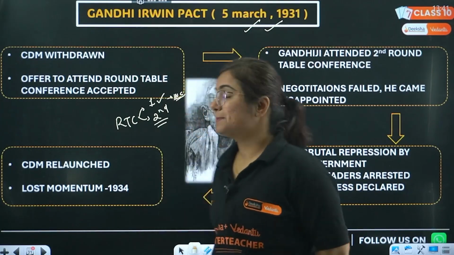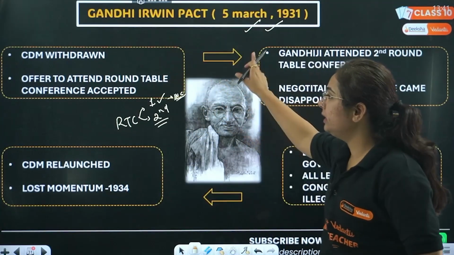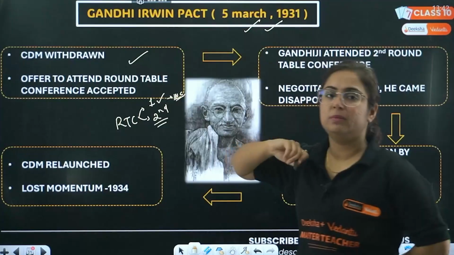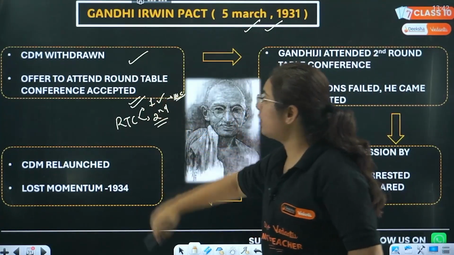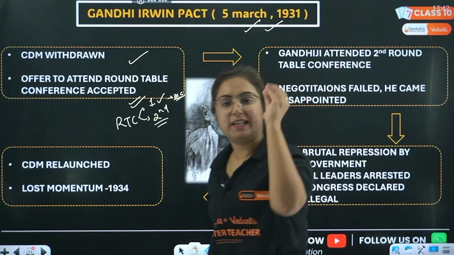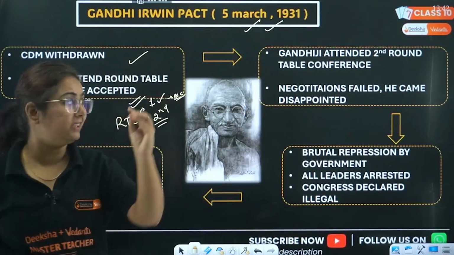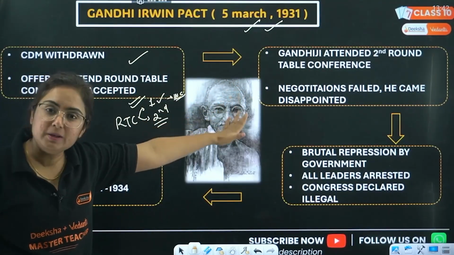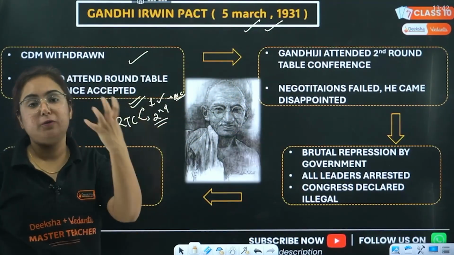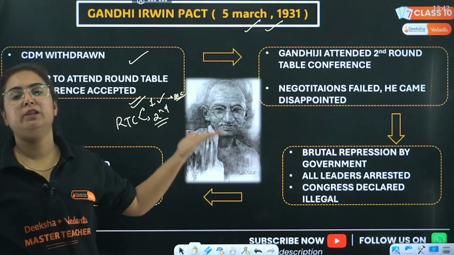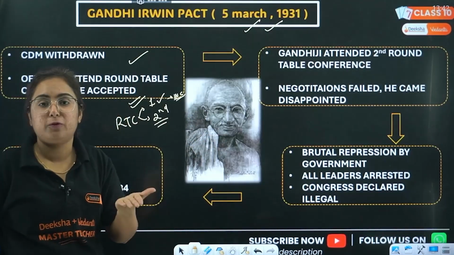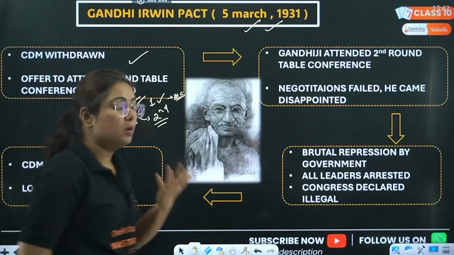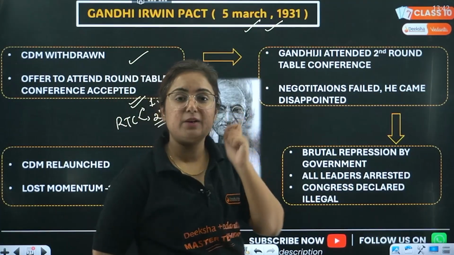See, and this pact was signed between Gandhi and Irwin that withdrew the CDM, and here the Indian National Congress accepted the offer to attend the second Round Table Conference. Gandhiji went there and there were discussions, and what happened? The discussions failed because of no alignment among the Indians over the issue of the lower class.